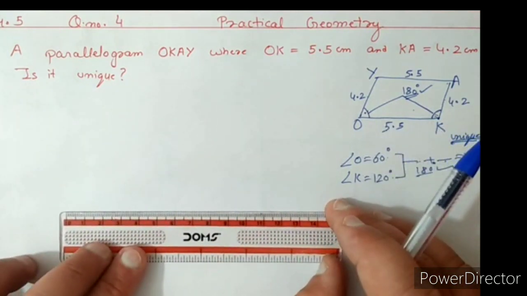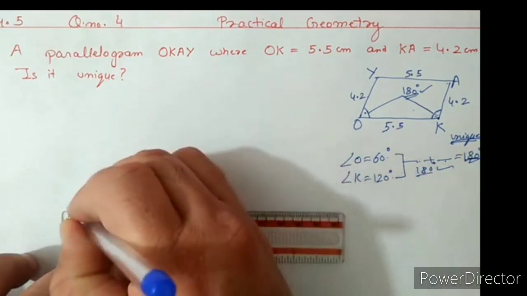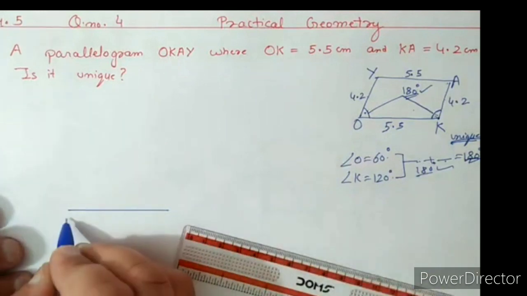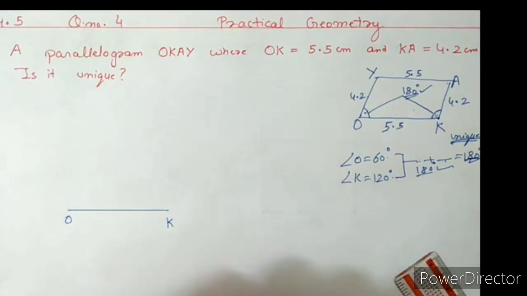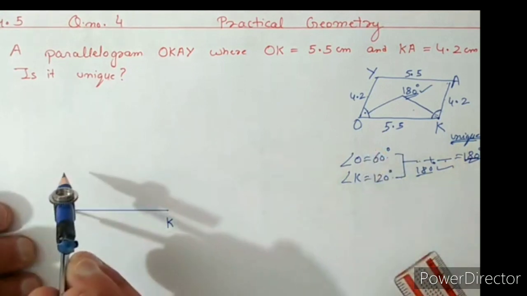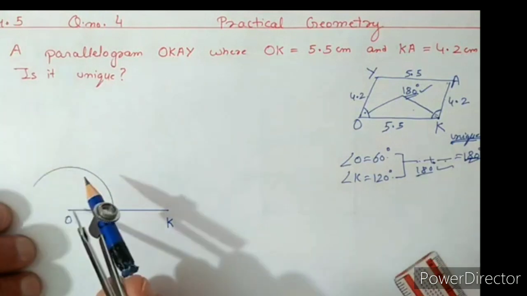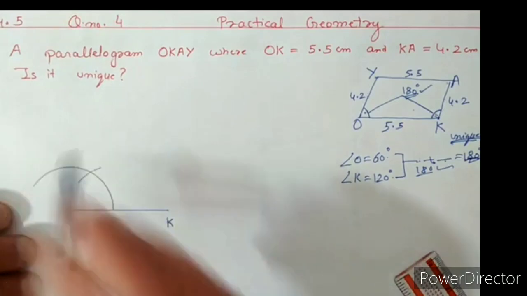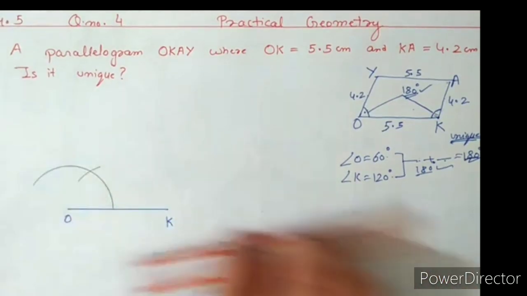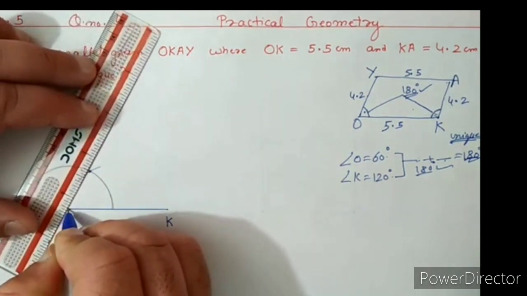Very simple now. What I am doing: draw a base line segment of 5.5 centimeter. At O and K we are going to construct two angles using compass only. Listen carefully. With any convenient radius, O as center, draw a long arc. From the intersecting point, draw one arc. It is 60 degree. Using the scale, through that point from O, draw a ray.